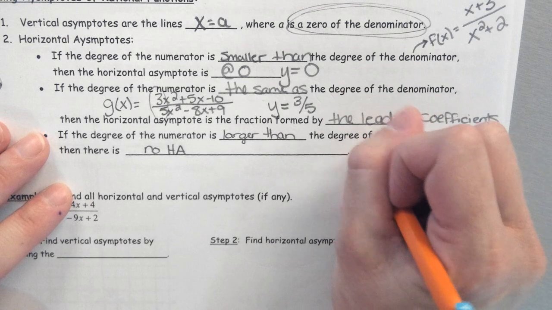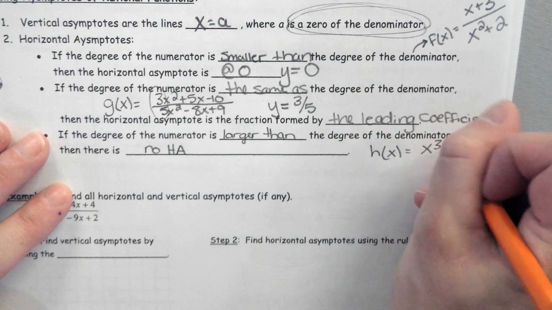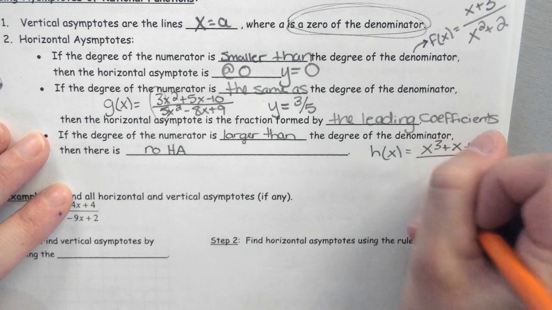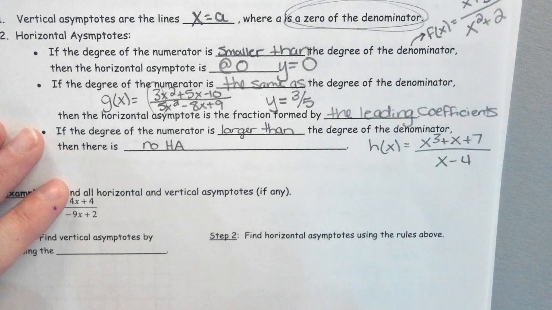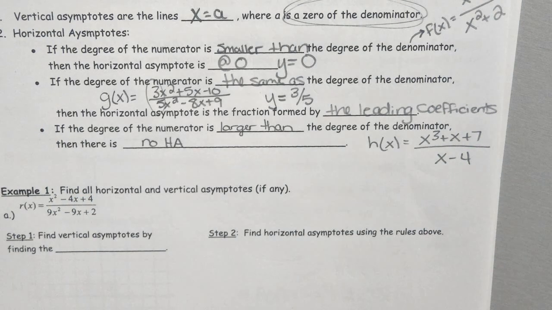So what would that look like? H of x equals x cubed plus x plus 7 over x minus 4. We're just making stuff up. Again, you could have infinitely many different functions. I'm just giving examples of what one could look like. You see how the degree of my numerator is bigger? So that tells me there's no horizontal asymptote. Those are the rules that you need to know and follow, and that's how you figure out what you've got. Okay, ready for some examples?